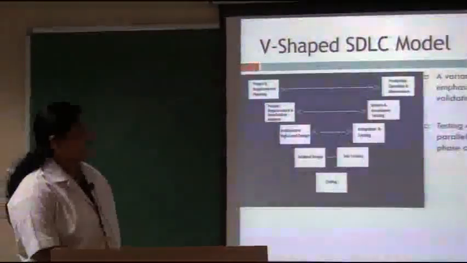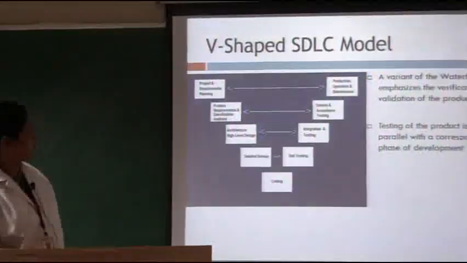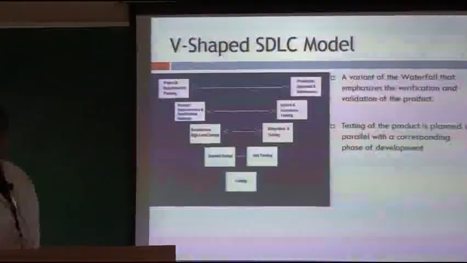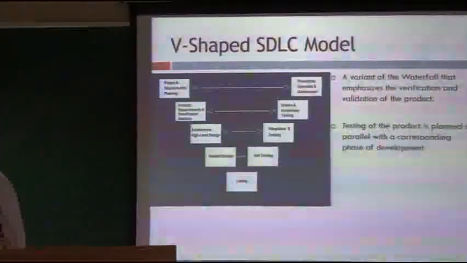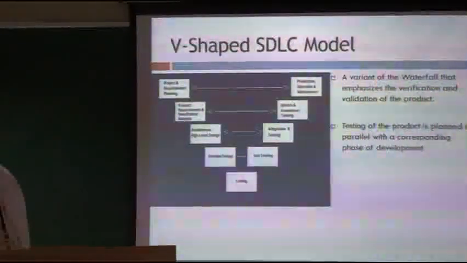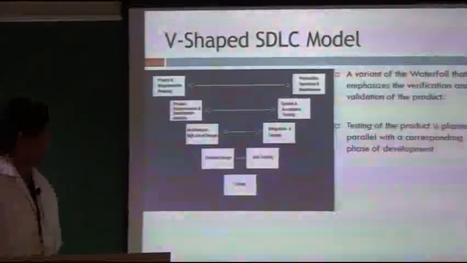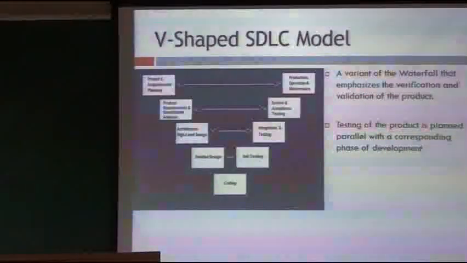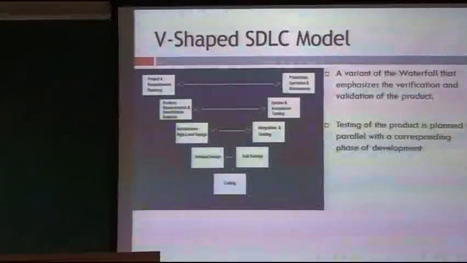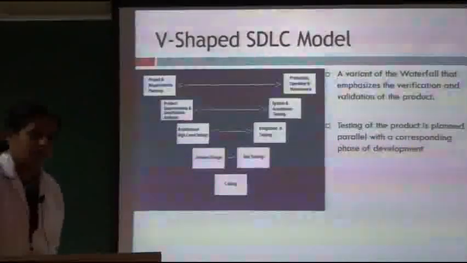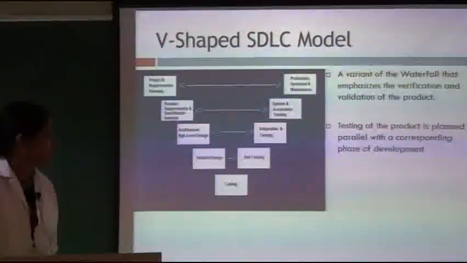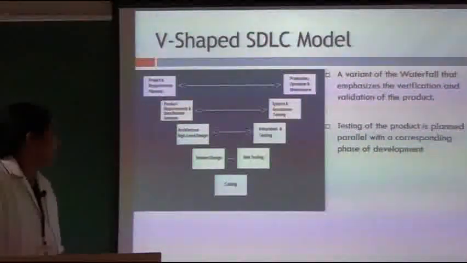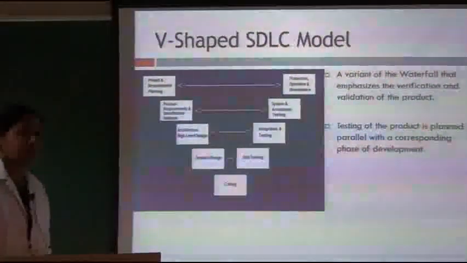The first phase is project requirements and planning. The second phase is product requirements and specification analysis. And the third is architecture high level design, detailed design, coding, unit testing, integration testing, system acceptance testing, and product operation and maintenance. In the first phase, project requirements and planning, as usual it decides what the project requests are, prioritizes the requests, and based on them allocates the resources. And the second phase is product requirements and specification analysis.